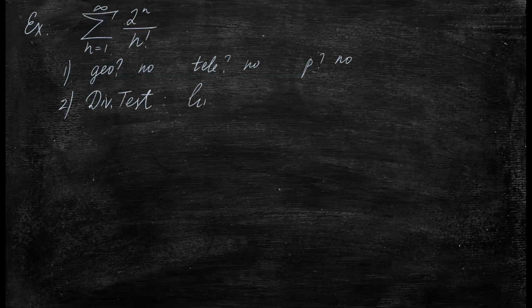The limit of 2 to the power n over n factorial, as n goes to infinity. We cannot use that useful theorem here and turn it into a continuous function, because factorial is not a continuous operation on real numbers. But there are other ways to convince ourselves that this limit is equal to 0, which makes the test inconclusive.